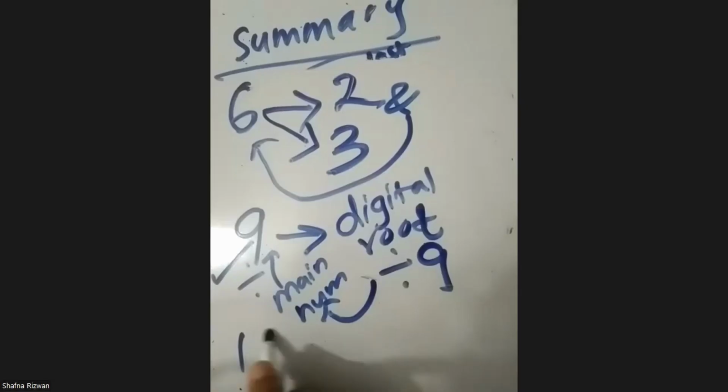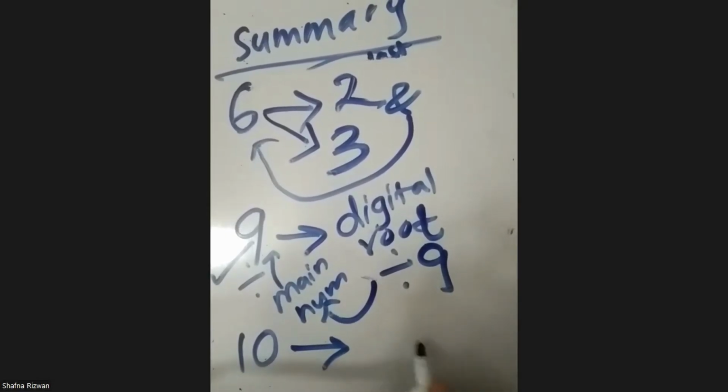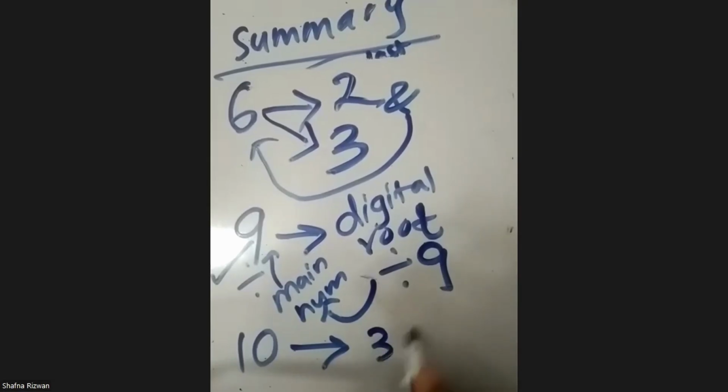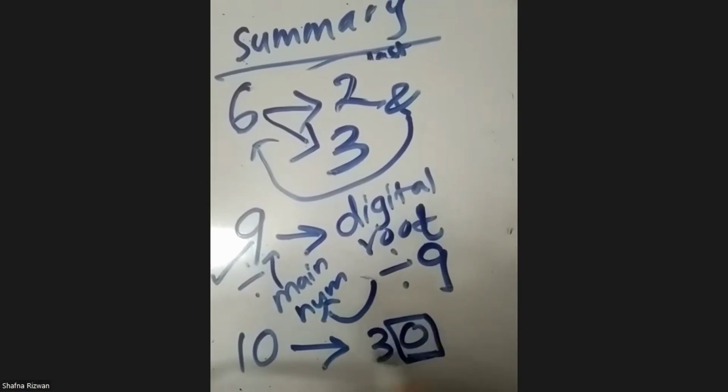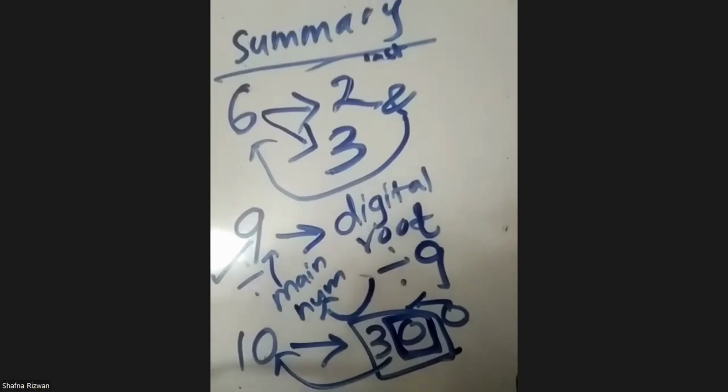Okay, and the last and final one is that if you take any number and it is divisible by 10, you should look at the last digit. The last digit of that number should always be 0. So if the last digit is 0, then what can you understand? Then this whole number is divisible by 10.